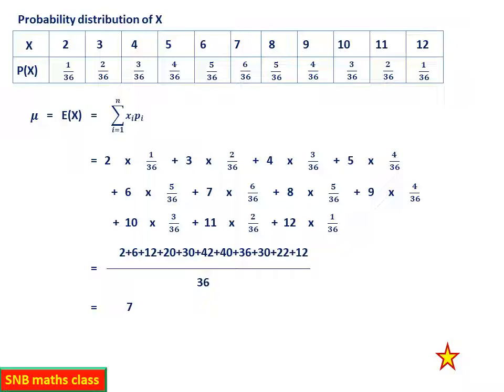So the common LCM is 36, and the numerator you have to simplify. So you get 2 plus 6 plus 12 plus 20 plus 30 plus 42 plus 40 plus 36 plus 30 plus 22 plus 12. This is the value of the numerator, divided by the denominator 36. So simplify, you get 7. You can check it. Simplification I have not shown. Add the numerator and then divide by 36. So this is mu, or the mean.